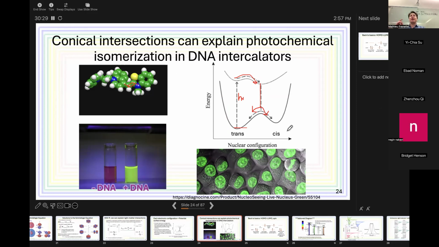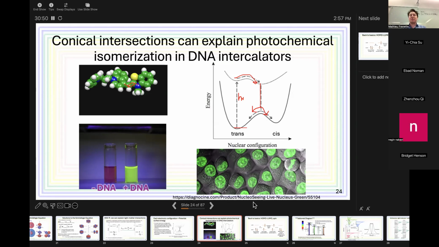If you're able to only excite one of those, you can keep on doing that trick, and eventually you may be able to populate only the cis. If you can find a wavelength that lets you excite only the trans form, you'll keep on doing this in the excited state, and eventually you'll just funnel your way to cis. That's a way photochemists like to make cis double bonds.